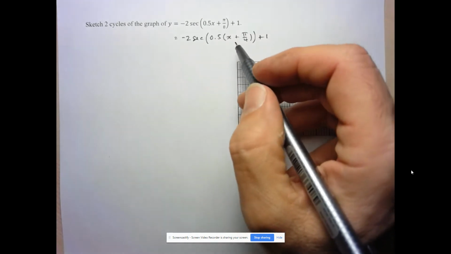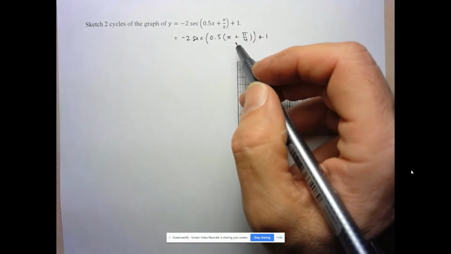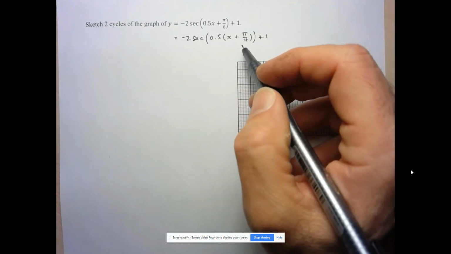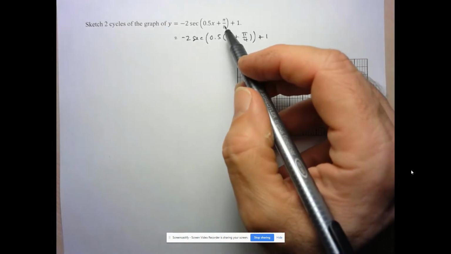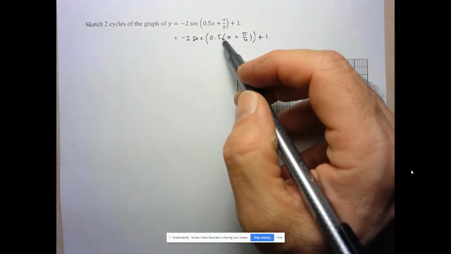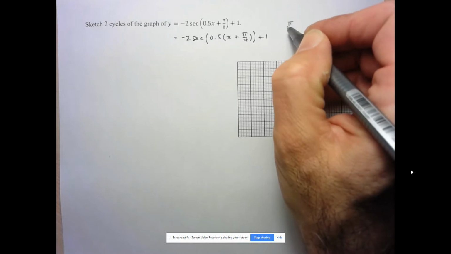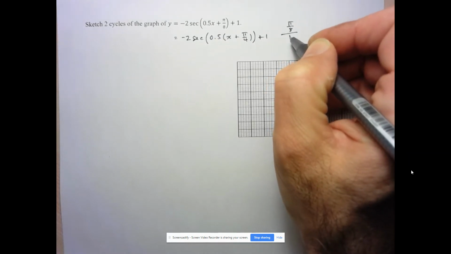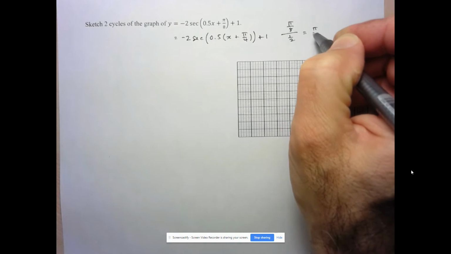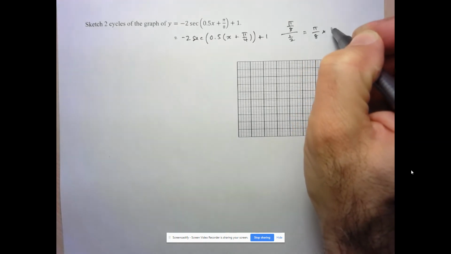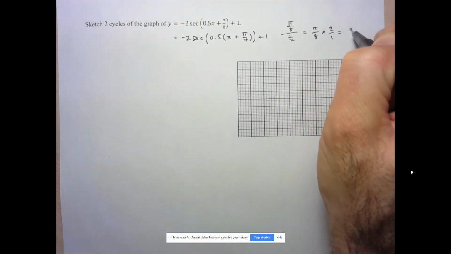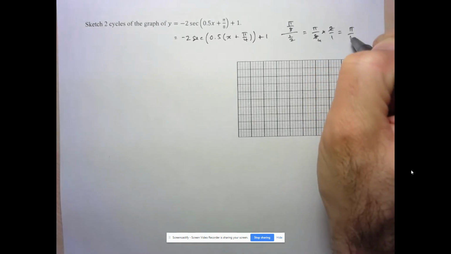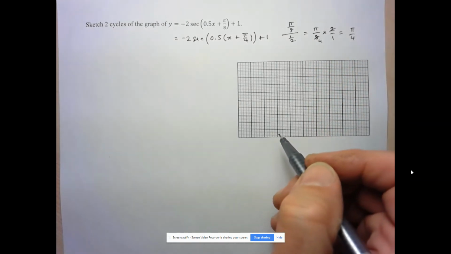Now, just in case you don't want to do this intuitively, of course, the way in which we factor out a number is to divide it out. So otherwise, what you could just do is take your pi over 8 and divide out 1/2. And of course, pi over 8 divided by half is the same as pi over 8 times 2 over 1, which is just pi over 4. Okay, so however you do it is fine.